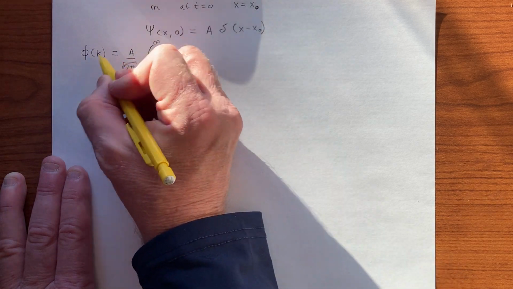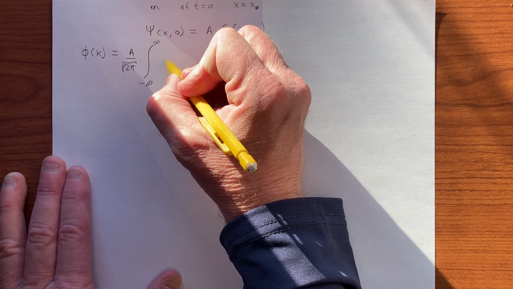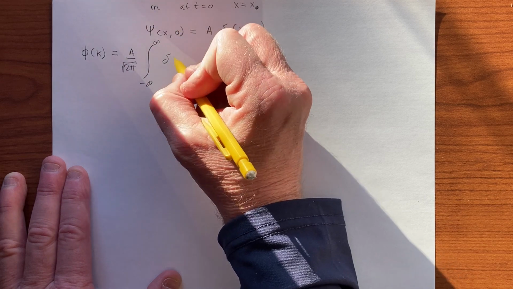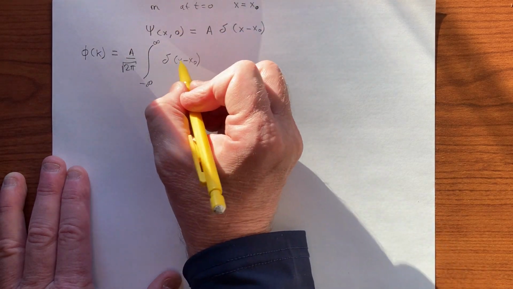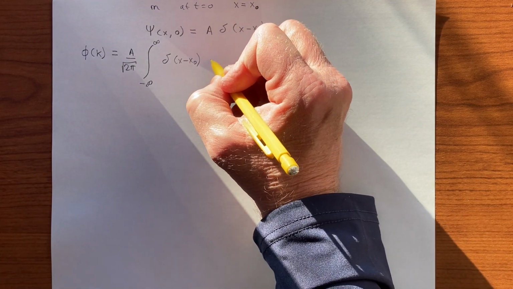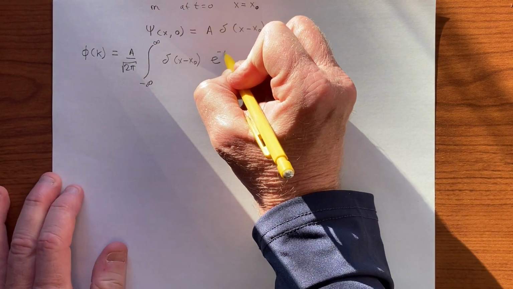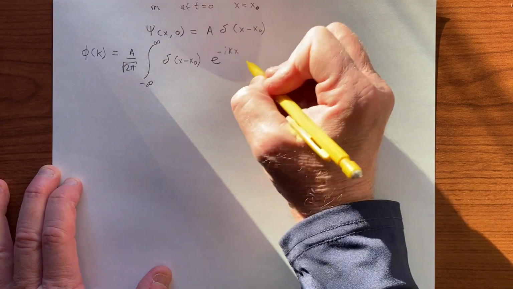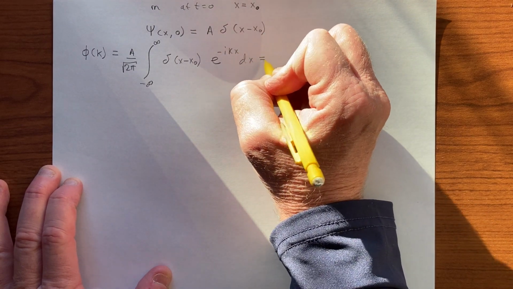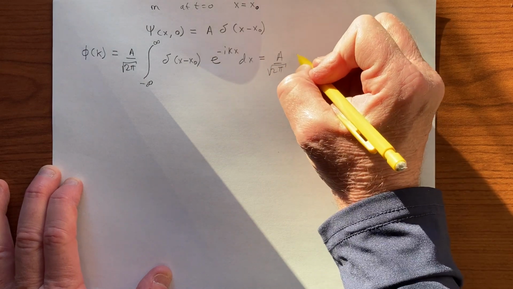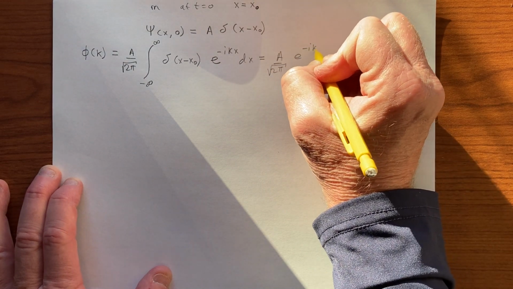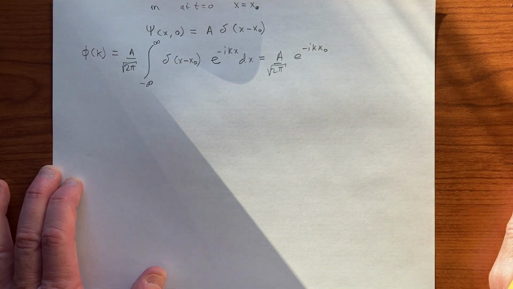Well, this is how we get the phi of k's, right? We put in the psi of x at t equals 0, which is this object. And we have e to the minus ikx, and we're integrating in x. And this gives us e to the minus ik x naught.